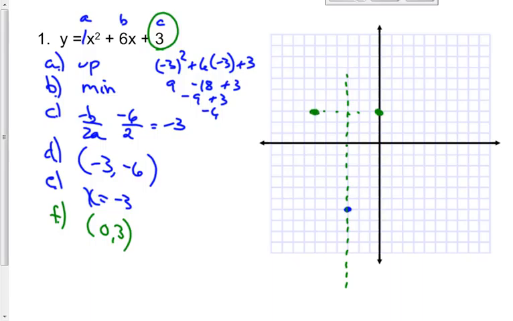3 points is really all we need to make our curve. Then we can go ahead and connect. The very bottom is down here on this blue dot for the vertex. And there's your picture for your parabola.